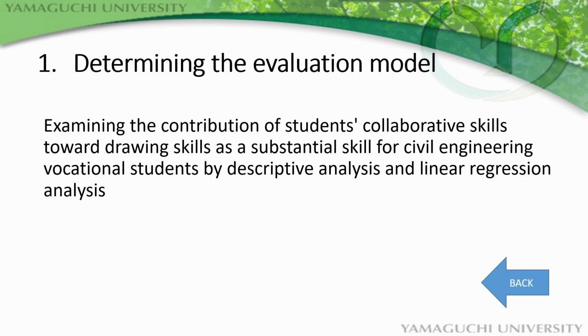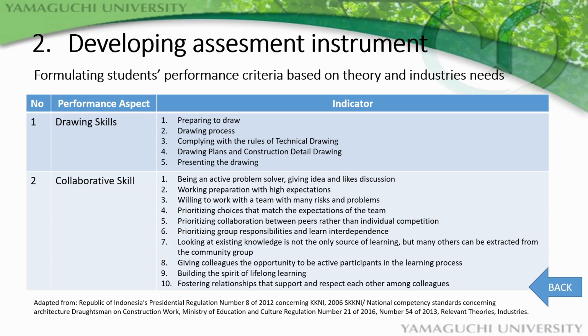The first activity is choosing the evaluation model. In this paper, we will be examining the contribution of student collaborative skills toward drawing skill as a substantial skill for civil engineering vocational students by descriptive analysis and linear regression analysis. The second activity is developing the assessment instruments. The performance aspects are drawing skill and collaborative skill.